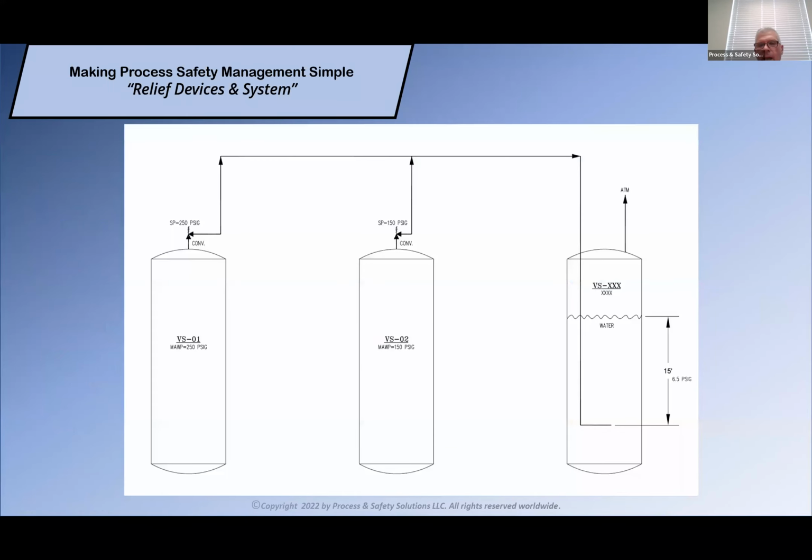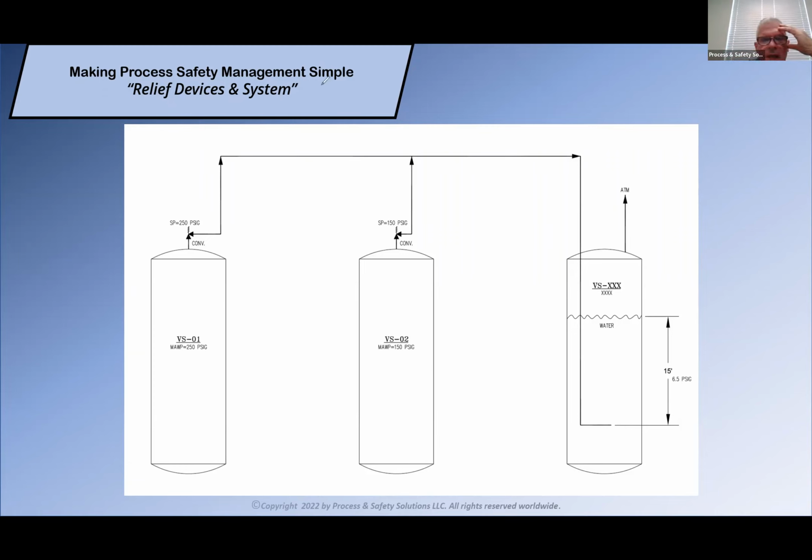So I've got a few items that I just want to kind of go over, just so that we're all on the same page on some of these things that I've talked about, and making sure that you're addressing them in your relief design basis, et cetera. So in this particular case, I'm trying to get my drawing up here.